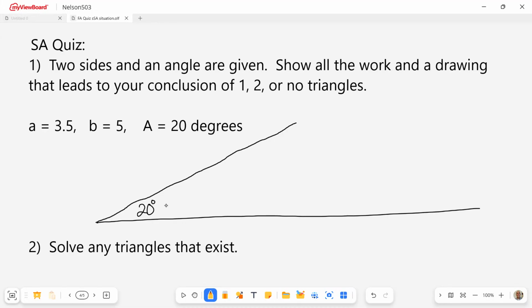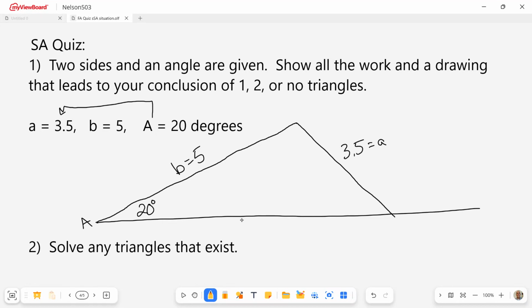So what's across from that 20-degree angle? Well, the side that's across from the 20-degree angle is the one that has the same letter, right? The lowercase a. So I draw my 3.5 over here, and maybe I'll label that A. This is our angle A. And then I want you to put the B side right here. So B equals 5, okay?